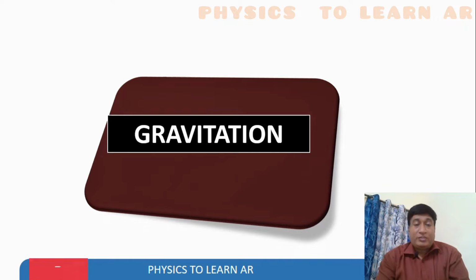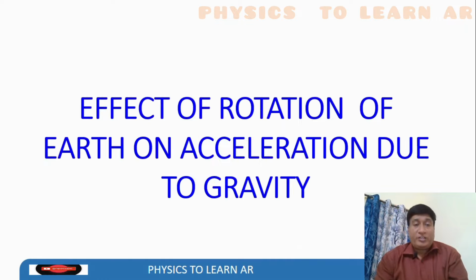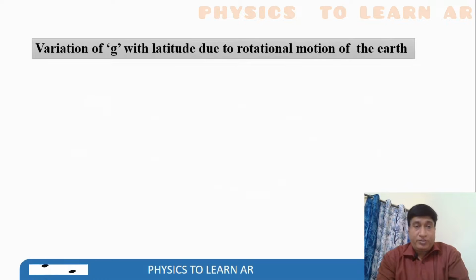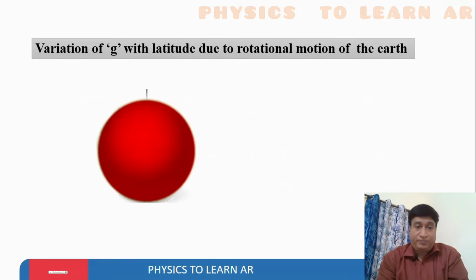In this class we are going to discuss the effect of rotation of Earth on acceleration due to gravity. In the previous class we discussed how the g value can vary with depth and height. Now we are going to discuss how the g value can vary because of rotation of Earth. That heading we can take as variation of g with latitude due to rotational motion of Earth.